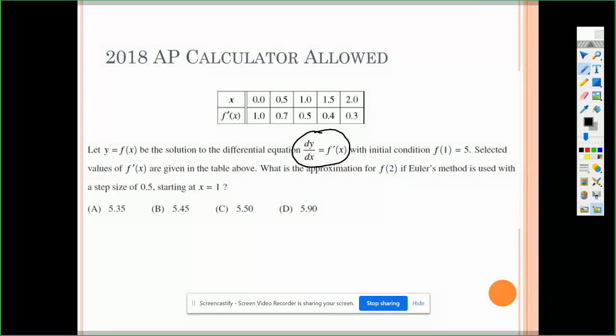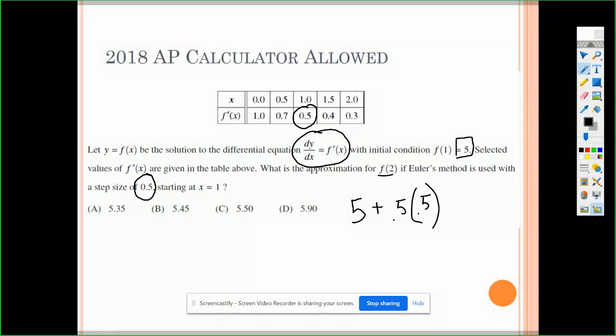We're starting at 1, 5. We are trying to get to 2. And they're telling you that we're going to do half a step. So we're starting at 1, we're getting to 2, we have half a step. So our first y value is 5, so it's 5 plus my step size is 0.5. And then my slope, my differential equation at 1, 5 would be 0.5.